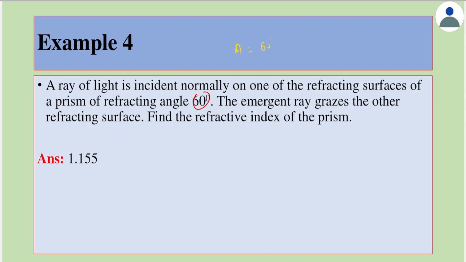So let's draw a diagram quickly for this. If we draw a prism's cross section, if this is point P, point Q, point R, if light falls on any one face, on this face like this, the angle made here is I1. Light refracts. This angle is R1 and this would be R2.